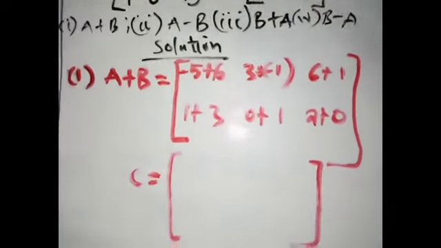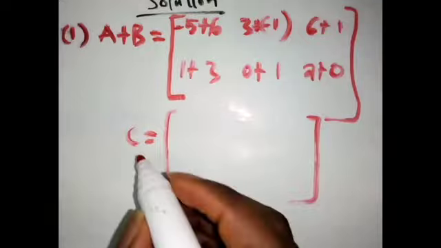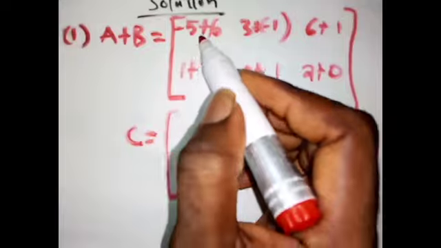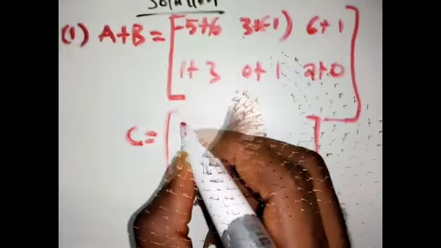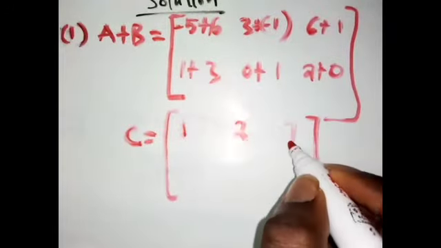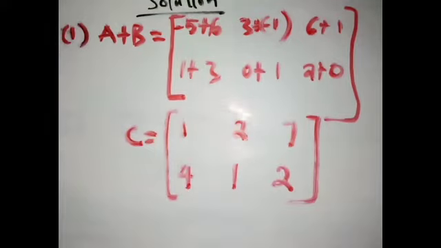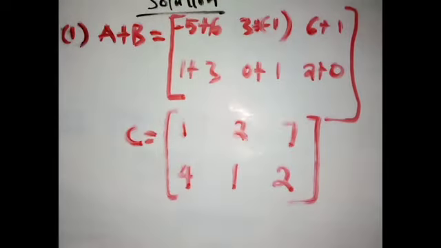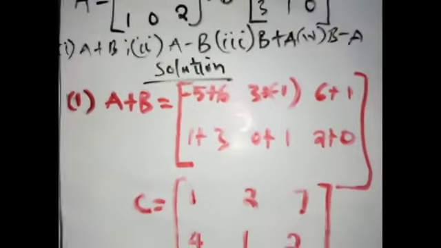We'll have this, whereby the new matrix C will give us the sum of matrix A and matrix B. So the elements of matrix A and matrix B for the first row and first column will add up to give us 1, and the next will add up to give us 2. So you discover that we have a new matrix C, which is different from matrix A and matrix B.